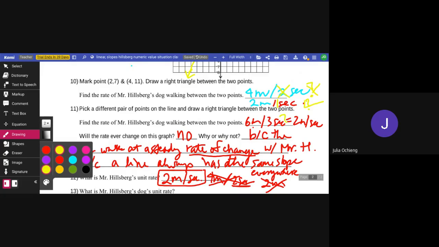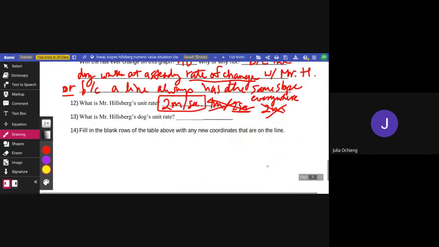Is 6 meters per 3 seconds a unit rate? Your answer should be no, because 3 is not 1. Is 2 meters per second a unit rate? And your answer should be yes, because there is an invisible 1 with that 1 second. Okay, so the dog's rate is 2 meters per 1 second. Again, if you write 2 meters, that will be marked off, because a rate must always have 2 units.